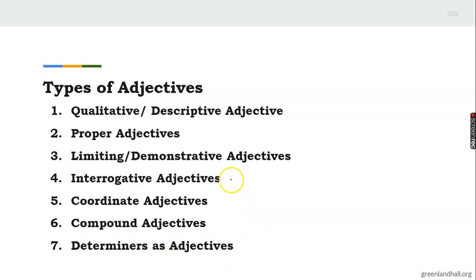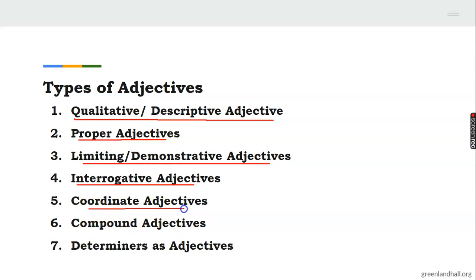Now let's look at the types of adjectives. We have qualitative or descriptive adjectives. Number 2, we have proper adjectives. Number 3, limiting or demonstrative adjectives. Number 4, we have interrogative adjectives. Number 5, coordinate adjectives. Number 6, compound adjectives. And number 7, determiners as adjectives. We will look into all these adjectives one after the other.